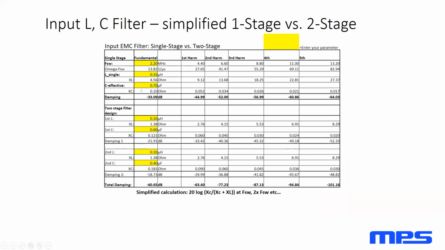And in this particular case, we're looking at changing that 1 microhenry to a 330 nano and reducing the capacitance as well. And we're getting about 33 dB. You can set up this kind of table. There are equations to do this.